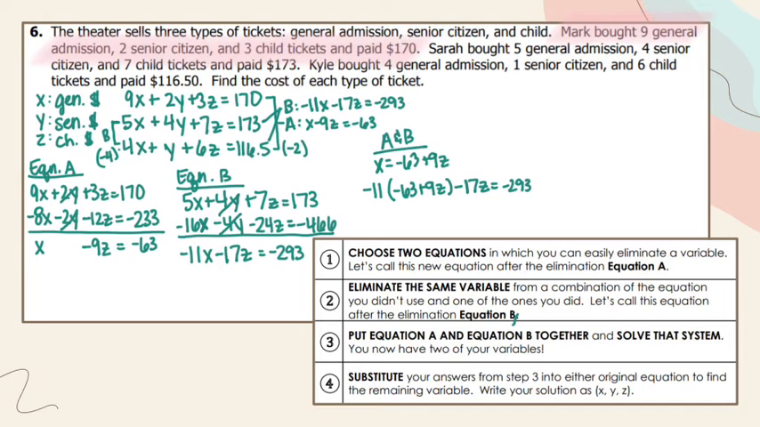So I'm going to distribute that negative 11 to get 693 minus 99z minus 17z equals negative 293. Subtract the 693, then combine like terms to get negative 116z equals negative 986. And then whenever we divide that, we're going to get 8.5. So z is going to equal 8.5.